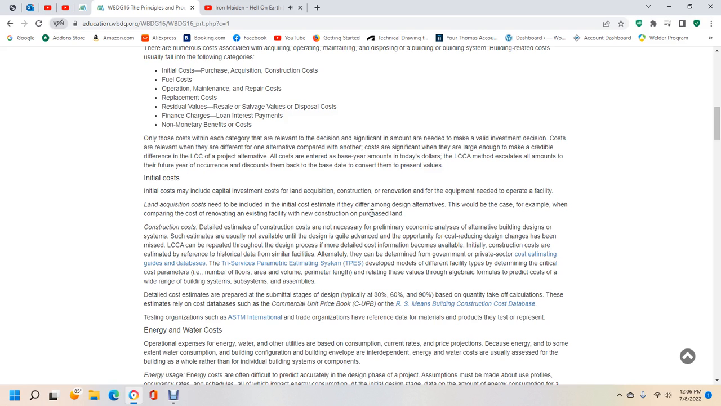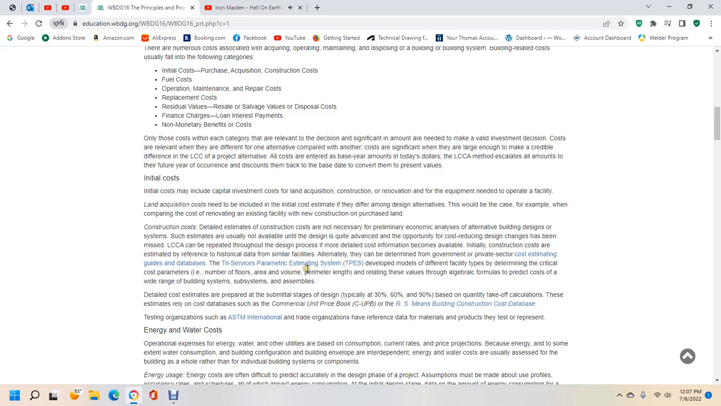Alright, construction costs. Detailed estimates of construction costs are not necessary in a preliminary economic analysis of alternative building design systems. Such estimates are usually not available in the early design stages, and opportunities for cost reduction through design changes may have been missed. Life cycle cost analysis can be repeated through the design process as detailed cost information becomes available. Initial construction costs are estimated by reference to historical data from similar facilities. Alternatively, they can be determined from government and private sector cost estimating guides and databases.